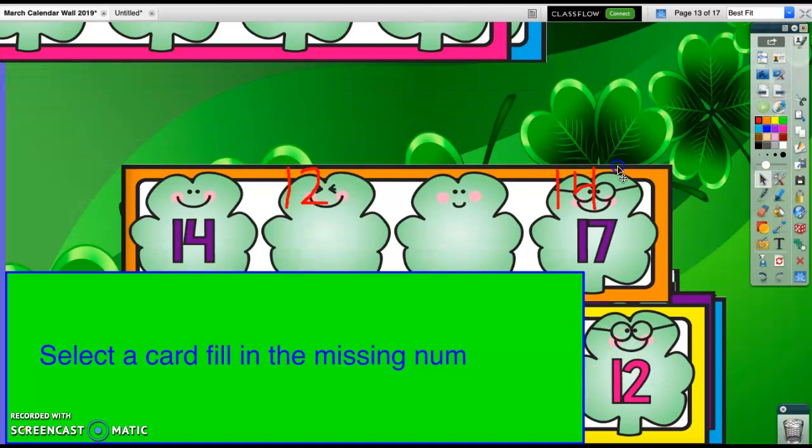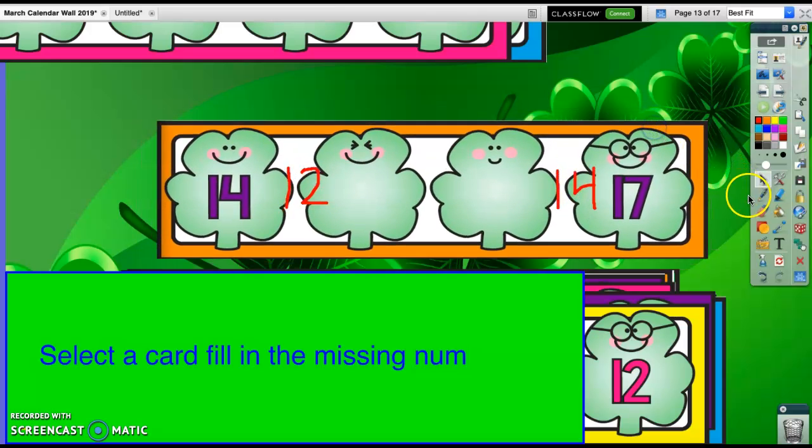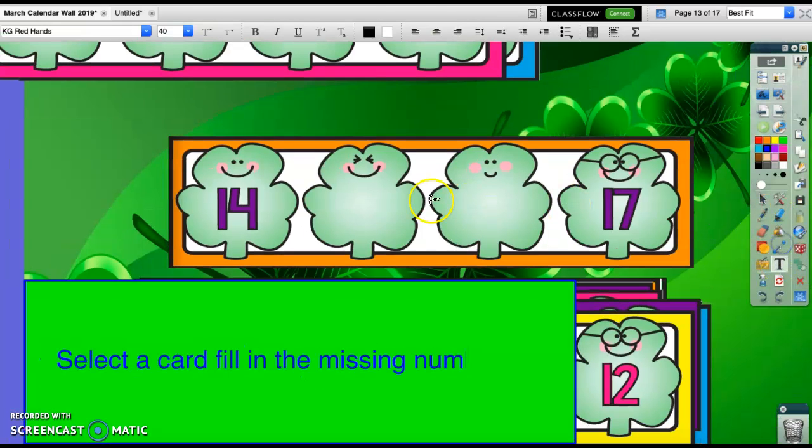Let's see if you can find out the missing numbers today. Got to erase our numbers from yesterday. So we're missing our middle numbers today. So 14, blank, blank, 17. So you're just counting on, right? You're just going to keep counting on. So 14, 15, 16, 17. Very good.